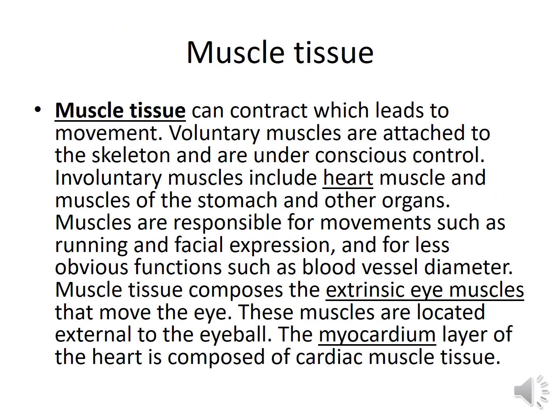The first tissue type is muscle tissue. Muscle tissue can contract, which leads to movement. Voluntary muscles are attached to the skeleton and are under conscious control. Involuntary muscles include the heart muscle and the muscles of the stomach and other organs. Muscles are responsible for movements such as running and facial expressions, and for less obvious functions such as blood vessel diameter. Muscle tissue composes the extrinsic eye muscles.